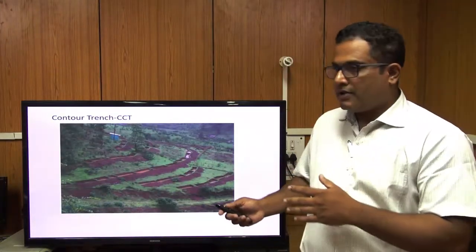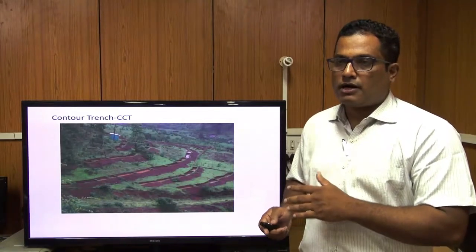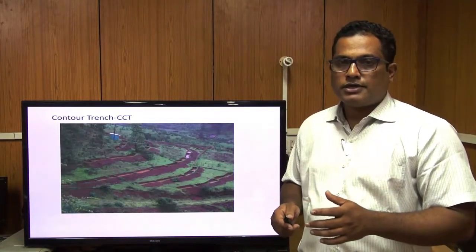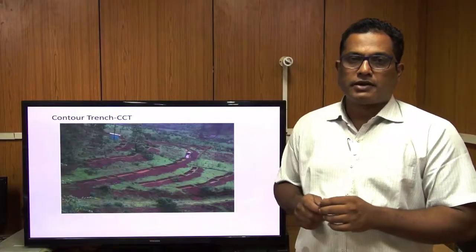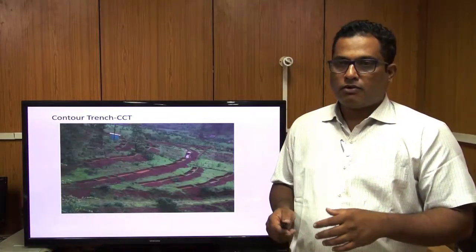Now let's talk about the design of contour bund. We will be going to the class for this. Some explanation is required for that. Over to the class now.